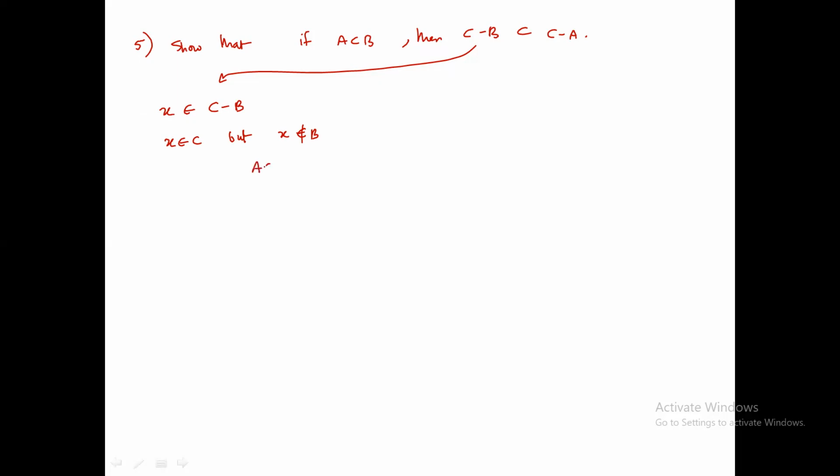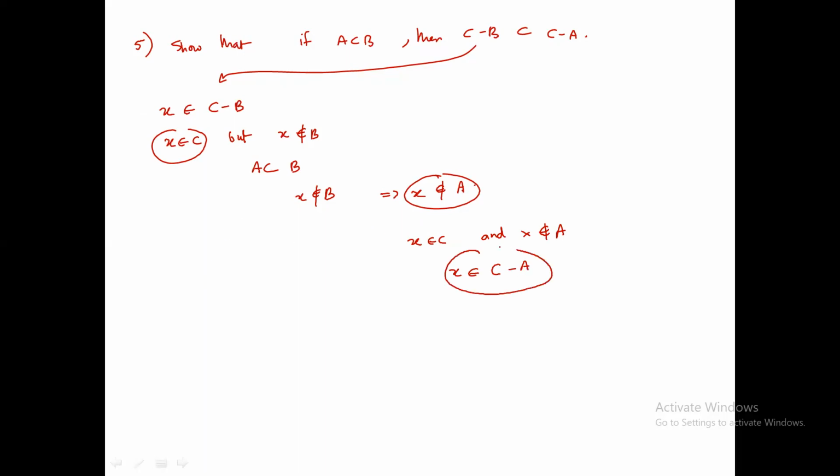But we are given that A is a subset of B. Because we have X does not belong to B, that means X does not belong to A. So what we started with, X belongs to C and X does not belong to A, means X belongs to C minus A.